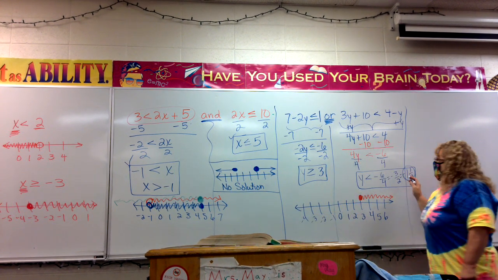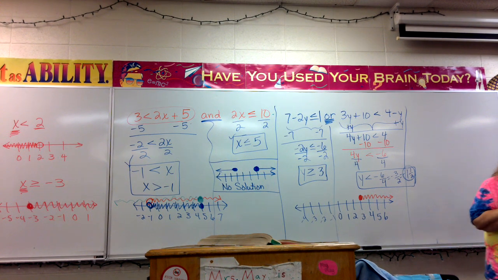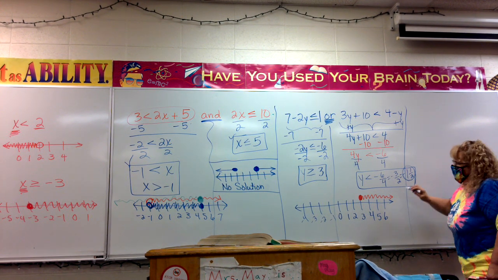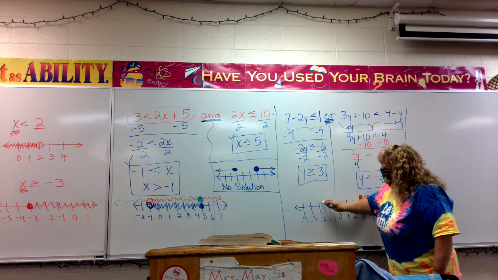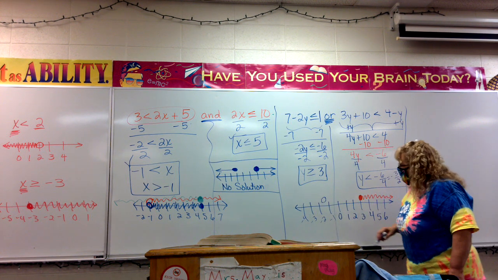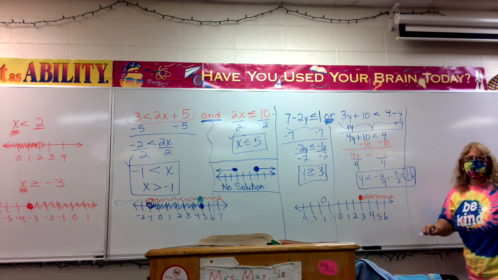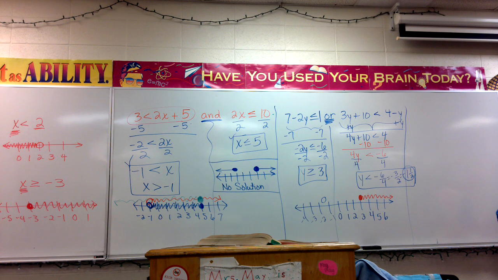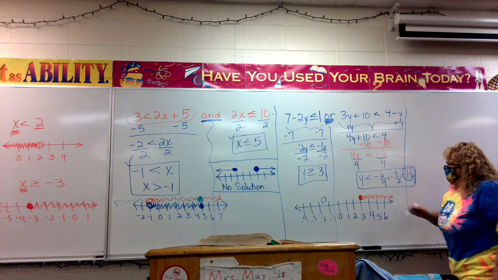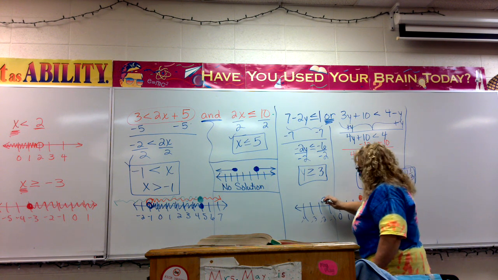Isn't negative 1.5 between -1 and -2? So we can guesstimate negative 1.5 would be in here somewhere. Make a big circle. And should I color it in or no color? No color, because it's just less than. Which way does my line go? To the left. I want the values that are less than.